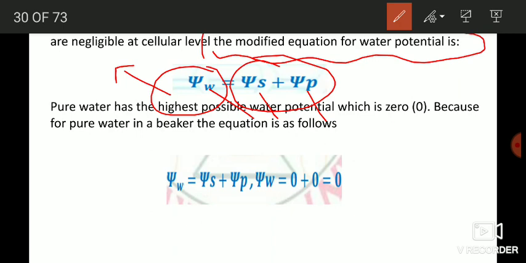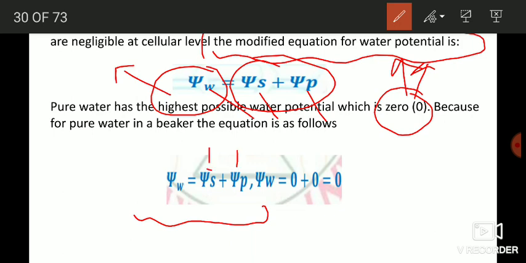Pure water has the highest possible water potential, which is 0. The highest possible water potential for any system is 0. Pure water is water that is free of any solute, its water potential is 0, and this is the highest known water potential. Because for pure water in a beaker, if you calculate the water potential, it will be psi w equals psi s plus psi p. Since we do not have any solute in the solvent, its value will be 0. Here it will be 0.